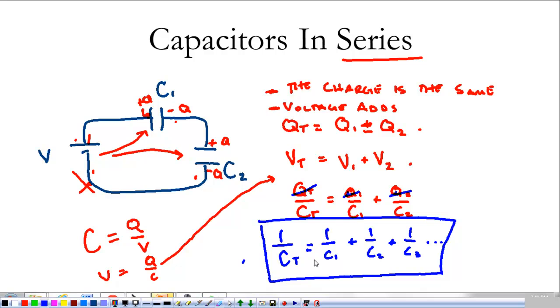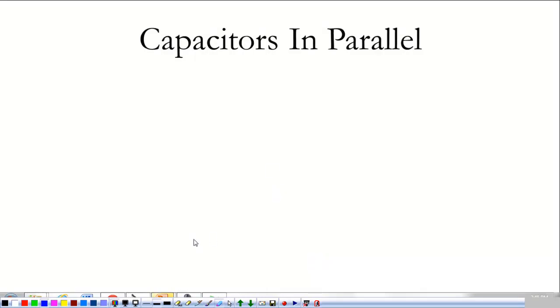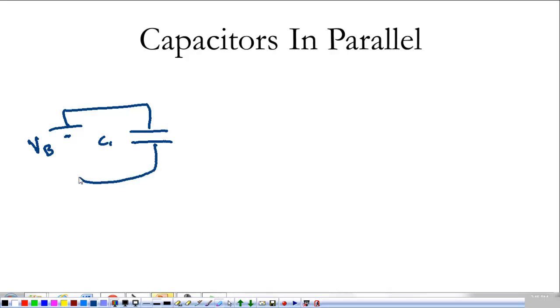If we go on and look at capacitors in parallel, we see something a little bit different. Now we're going to have to redraw our circuit, have our battery, voltage of the battery. We're going to have one branch. On that first branch, we're going to have a capacitor. Call it C1. Comes back. And on the second branch, we're going to have a different capacitor. Call it C2. And it's going to come back.